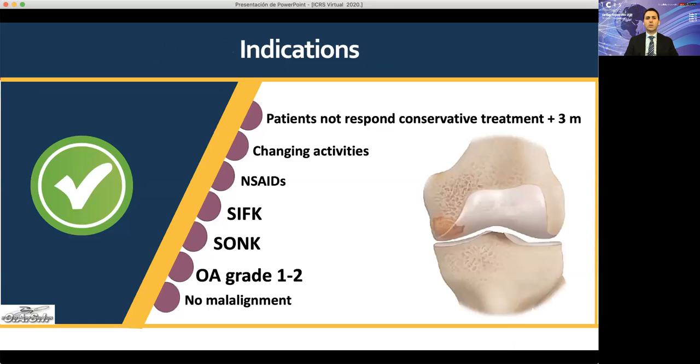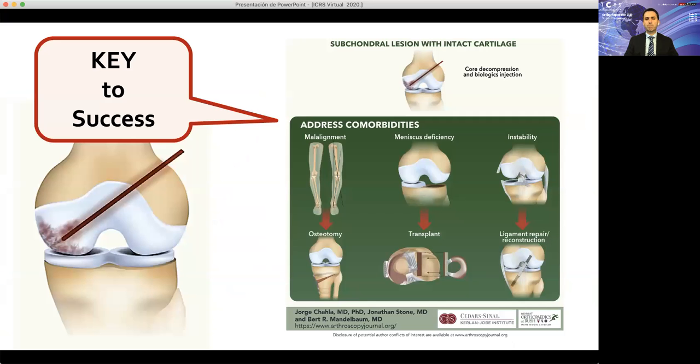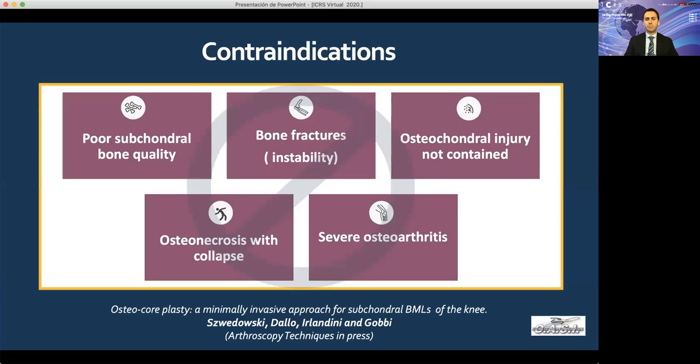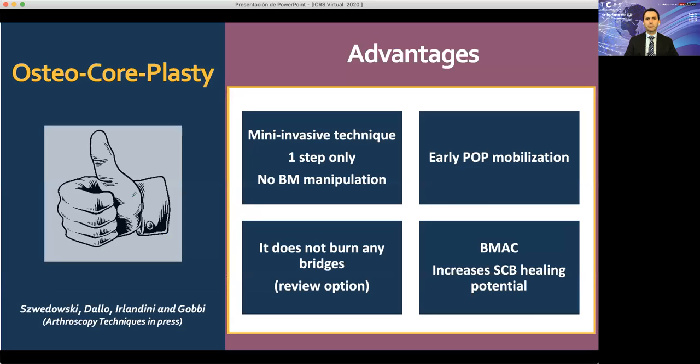The indication for this treatment is only for patients with CIF, SON, or early OA that do not respond to conservative treatment for more than 3 months. Don't forget to treat the associated comorbidities for the success of the technique. There are some contraindications for this technique. For example, poor quality of subchondral bone, osteonecrosis with collapse, or severe osteoarthritis.